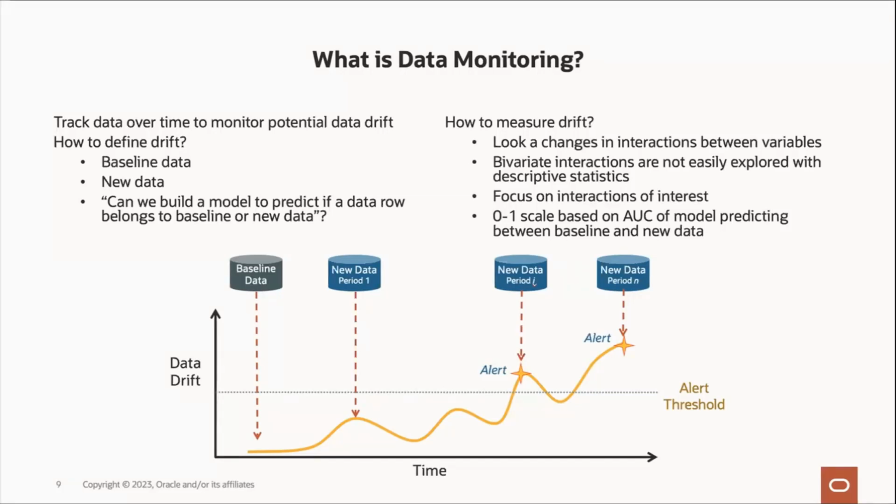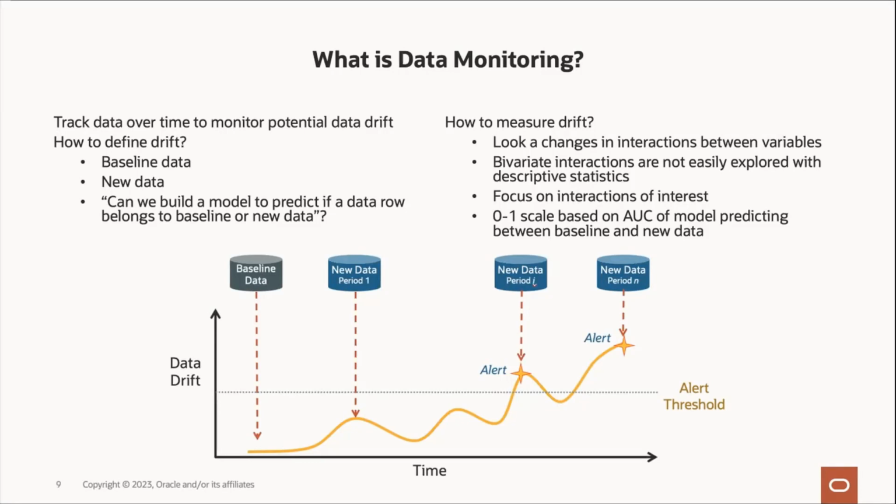So looking at exactly how we measure drift, for Oracle machine learning, we are looking at changes in the interactions between pairs of variables. So this goes a level deeper beyond just looking at the descriptive statistics of variables, right? And we're looking at the way these variables interact with each other, which is great because it helps you understand drift that might not be apparent from those descriptive statistics. Maybe the values are similar, but the way the different columns are interacting is different.